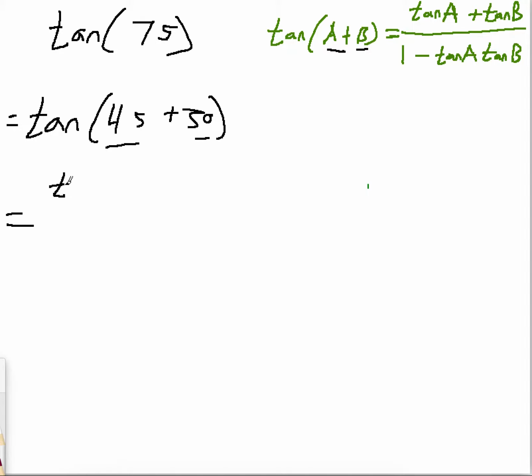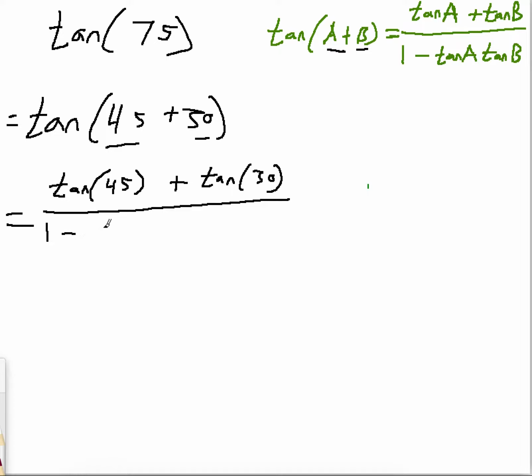So the top part of the formula is tangent of 45 plus tangent of B, our B in this case is 30. Let's divide by 1 minus tangent 45 times tangent 30. So if you have those unit circle charts and it just tells you what sine and cosine are, because cosine's the x-coordinate and sine's the y-coordinate, you might have trouble with tangent.